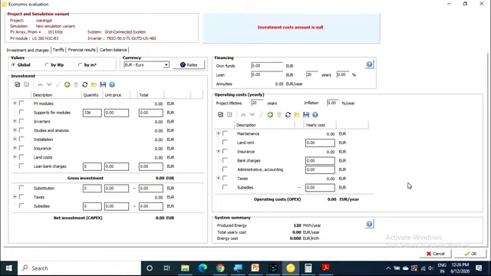Sir, that means if you know the designing, then you can easily do the cost analysis. That is not a big deal. Okay, so the economic evaluation is not a difficult task. Just you have to know all the costs, then it will be easy for you.